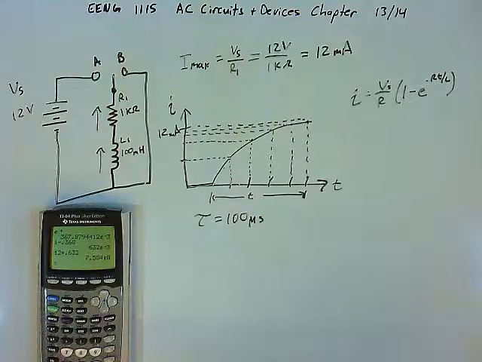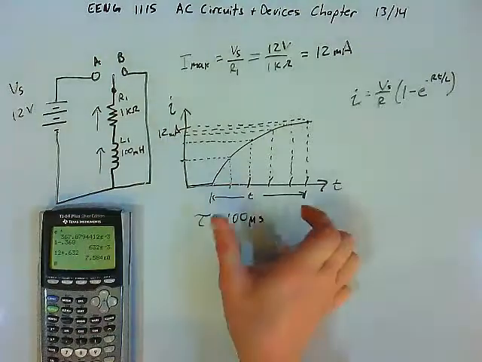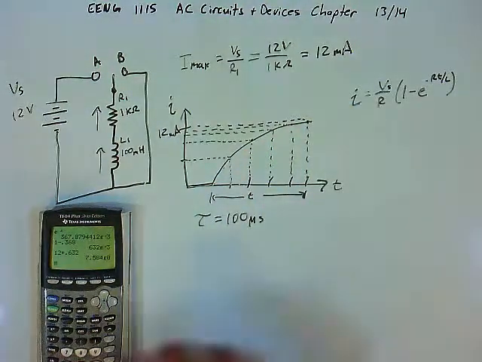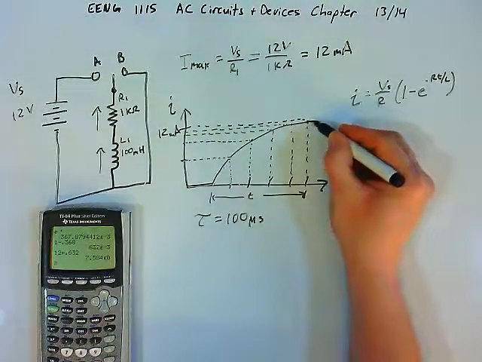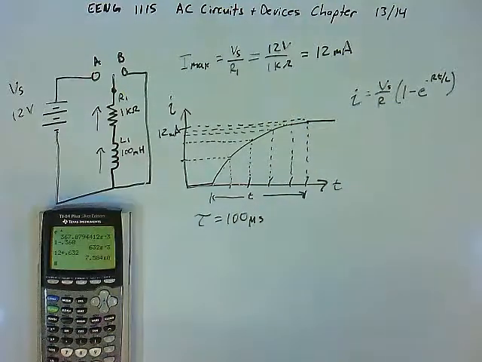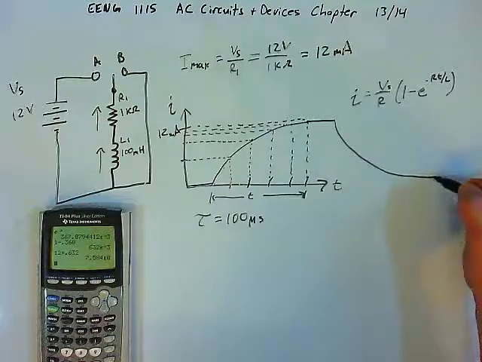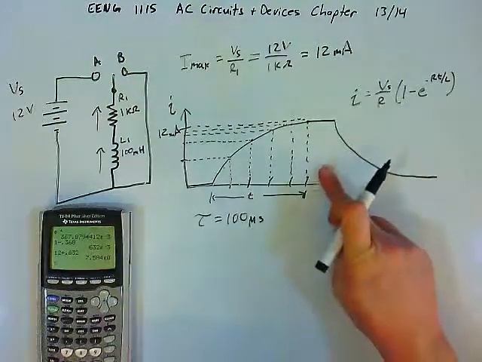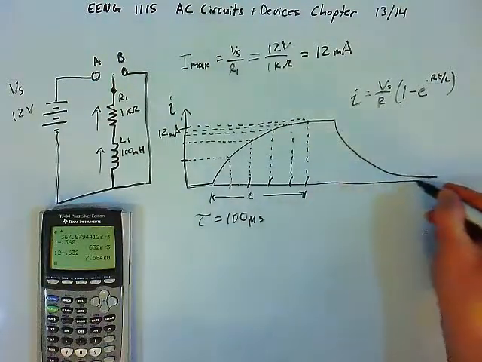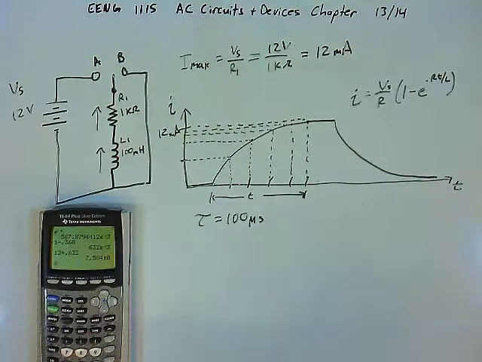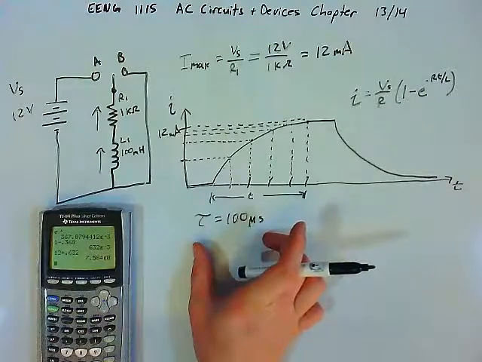Now let's assume that the switch is still in position A. It's been in position A for a long enough amount of time that the current has risen all the way up to 12 milliamps, and we've left the switch closed. The current is at 12 milliamps now. Now we flip the switch into position B. What we're going to see is that the current in the circuit will reduce back down to 0, and again, not instantaneously. It will take some amount of time for that to happen, and it's the same amount of time. It'll be 5 time constants.